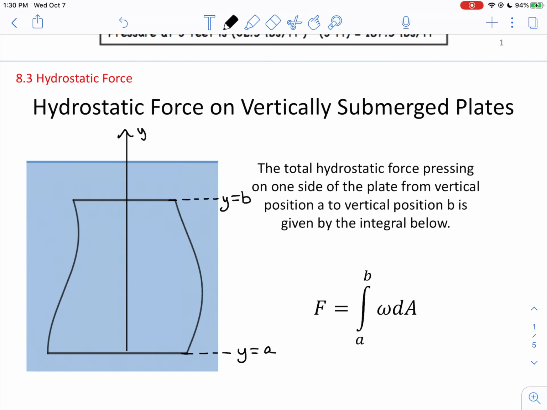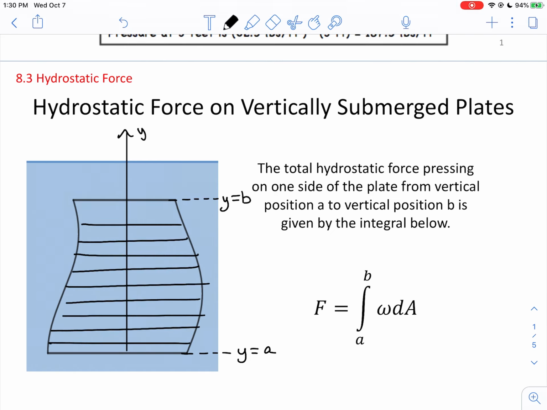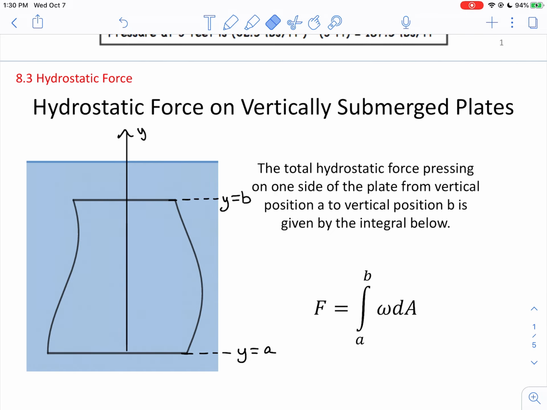And we're going to slice through this plate horizontally. And the reason we want to do horizontal slicing through this region is because if you take any one horizontal slice like that one, then that entire slice is effectively at the same depth. Therefore, the pressure exerted on this strip here is going to be constant. If you do vertical strips through your plate, then you have more and more intense pressure down here.